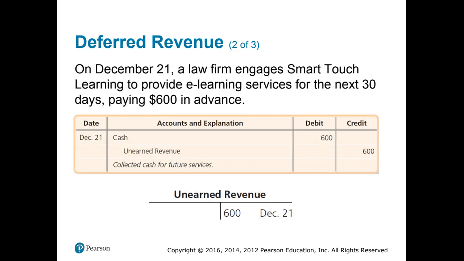And this is on page 129. So we see here on December 21st, a law firm engaged Smart Touch Learning to provide e-learning services for the next 30 days, and they paid $600 in advance. So we're going to debit our cash account $600, credit unearned revenue, and our note is that we collected cash for future services. So in our T account for unearned revenue, we're going to credit unearned revenue on December 21st for that $600.